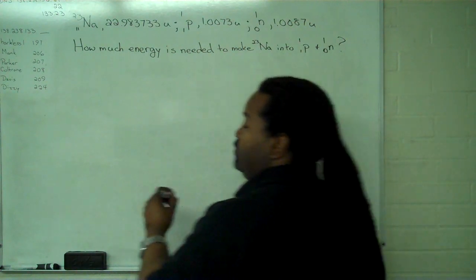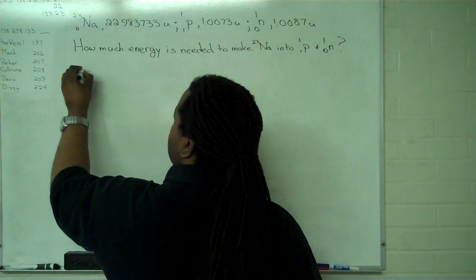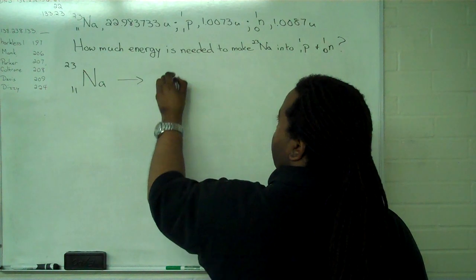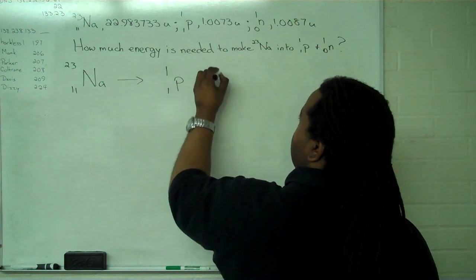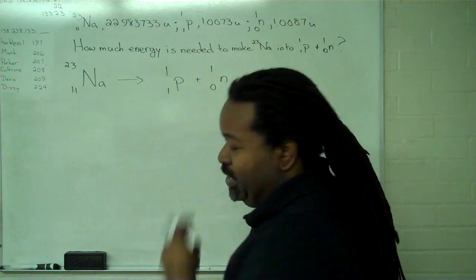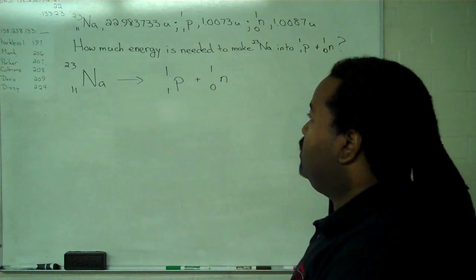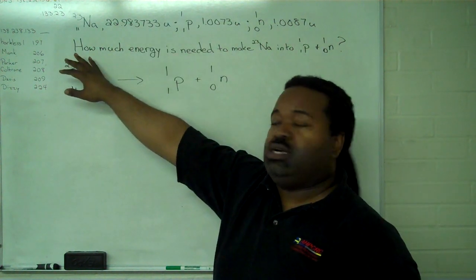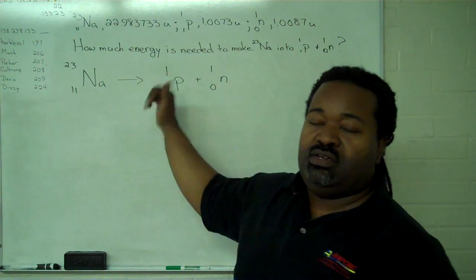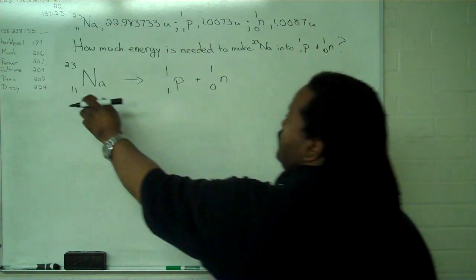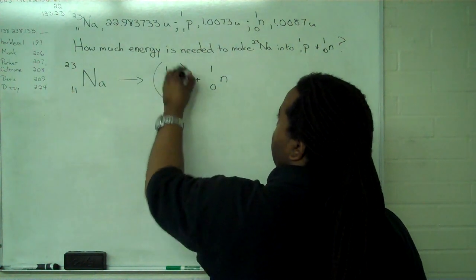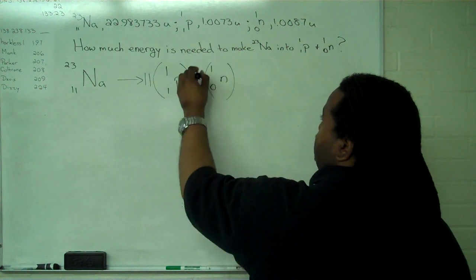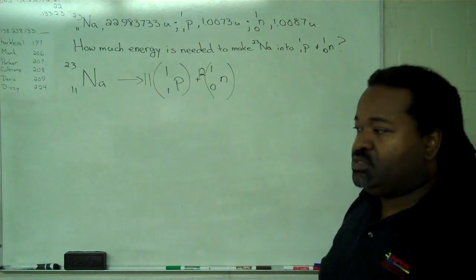In order to do that, the first step is to write the reaction. And so we have sodium-23 becoming a collection of protons and neutrons. Now, from the reaction balancing, we know that the sum of the mass line for products has to equal our reactants, and the sum for the nuclear charge line for reactants and products also have to be equal. So the only way we get 11 here is if we take 11 protons, and the only way we get 23 here is if we take 12 neutrons.